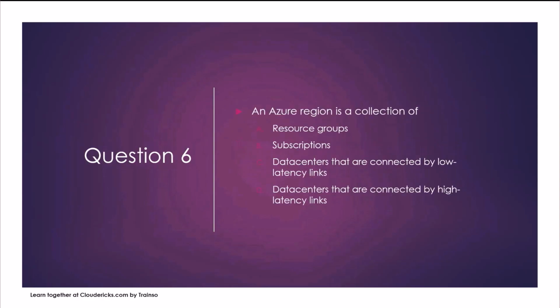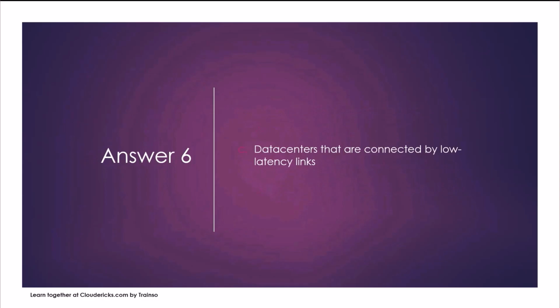Question 6. An Azure region is a collection of A. Resource groups, B. Subscriptions, C. Data centers that are connected by low latency links, D. Data centers that are connected by high latency links. C. Data centers that are connected by low latency links. That is how they keep in sync, right?